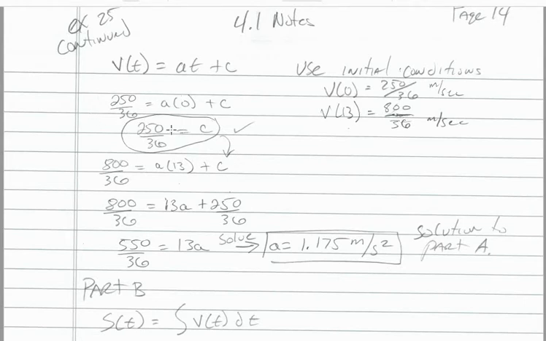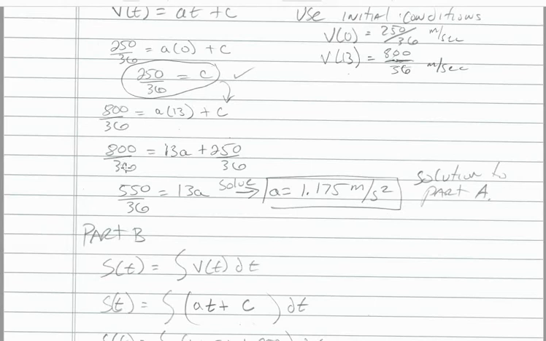We substitute in the first one because the 0 eliminates the a, and we know what c is. It should be the same for both because of constant acceleration. So we use the other condition. When time is 13, we know that the velocity is 800 over 36, plus c. We know what c is, we just found it, and that helps us find a. So it's 13a right here. We subtract 250 over 36 from both sides and then divide by 13. So our acceleration ends up being 1.175 meters per second squared. That's going to be important in the next part.